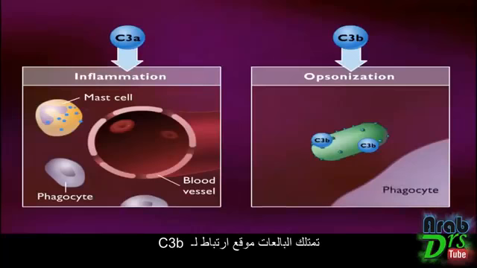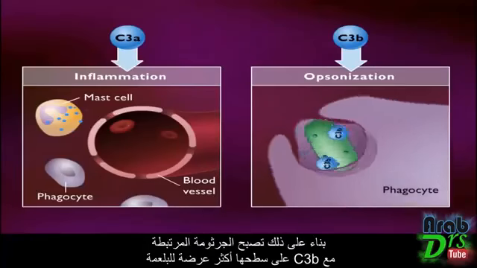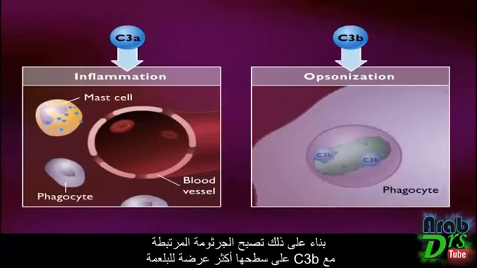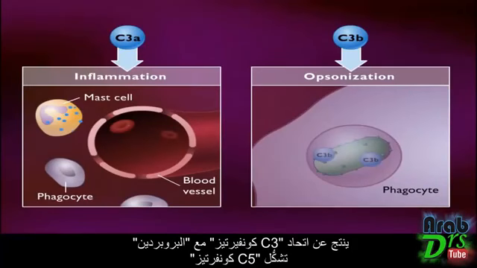Phagocytes have a binding site for C3b. Therefore, microorganisms with C3b bound to their surfaces are more susceptible to phagocytosis. Coating of bacteria to make them more susceptible to phagocytosis is called opsonization.